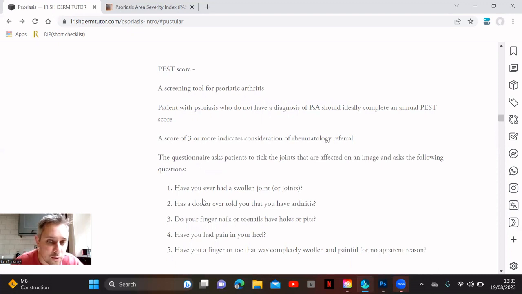Have you ever had a swollen joint or joints? Has a doctor ever told you you have arthritis? Do you have fingernails or toenails that have holes or pits? Have you ever had pain in your heel? Or do you have a finger that was completely swollen and painful for no apparent reason? And so, as I mentioned, a score of 3 or more indicates consideration of rheumatology referral.